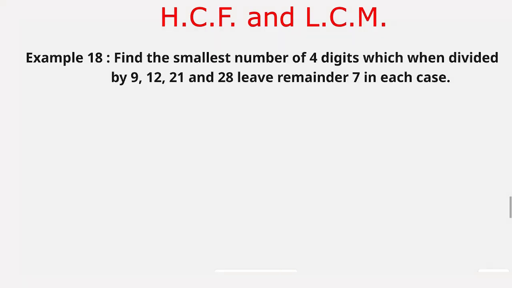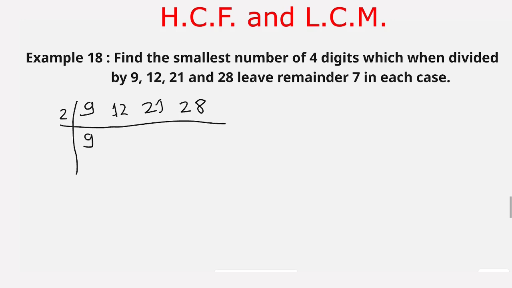Our first step is to find the LCM of 9, 12, 21 and 28. So we write 9, 12, 21 and 28. We divide it by 2. We carry 9 as it is. 2 times 6 is 12. We carry 21 as it is, not divisible by 2. And 28 when divided by 2, we get 14. Still 2 numbers are divisible by 2. We carry 9 as it is. 2 times 3 is 6. We carry 21 as it is. And 2 times 7 is 14.